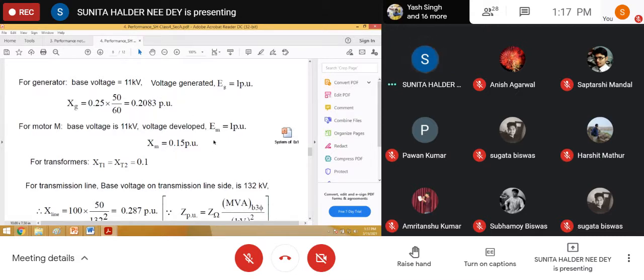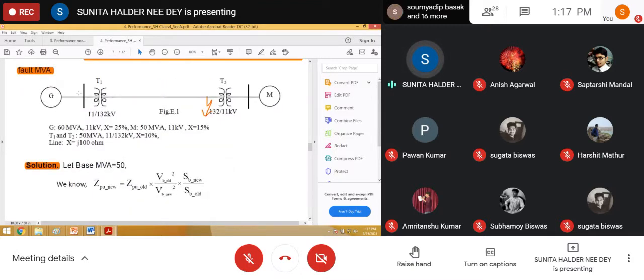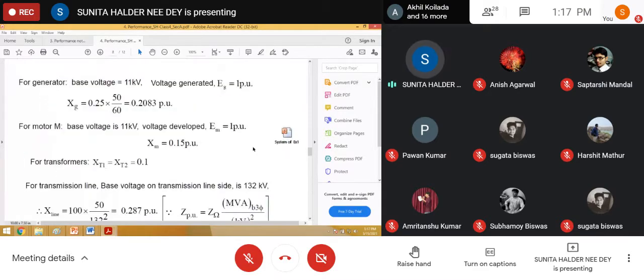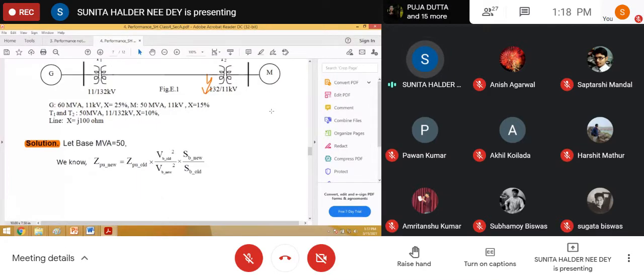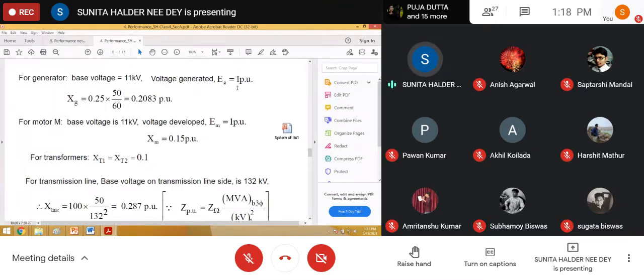Similarly for the motor. Generator and motor are synchronous machines; if it is not mentioned, then they are synchronous machines. Then obviously there will be an induced EMF in both cases. What will be the rated value at no load condition? 11 kV for generator and 11 kV for motor. The base voltages are also 11 kV, so in per unit the induced EMFs are 1 per unit, because 11 by 11 is 1.